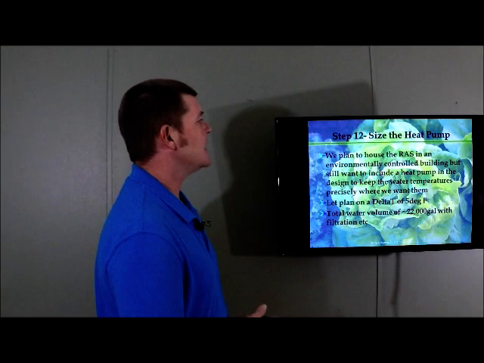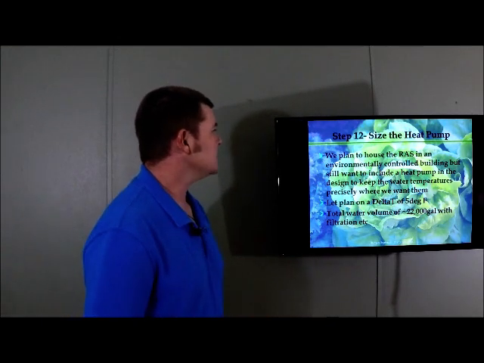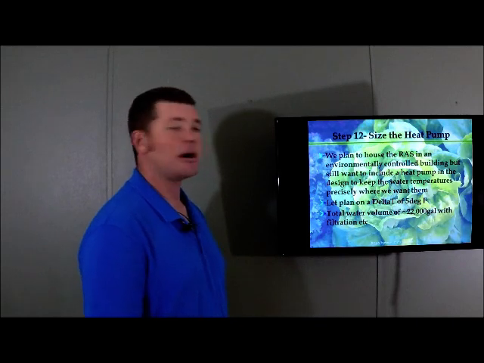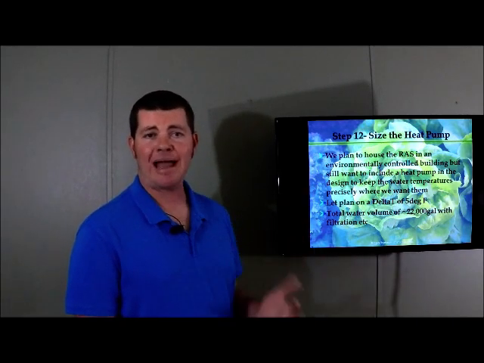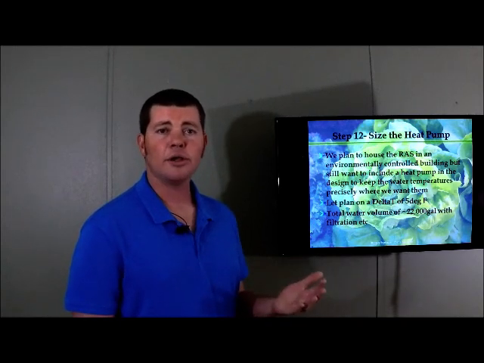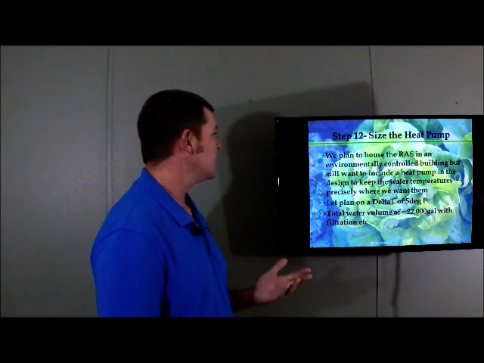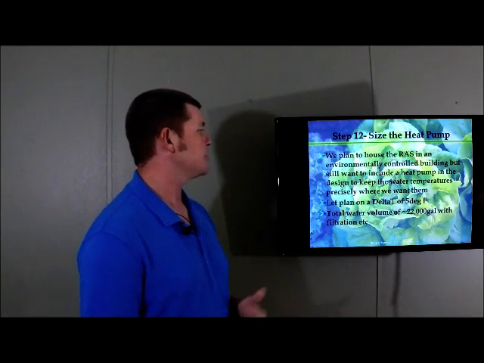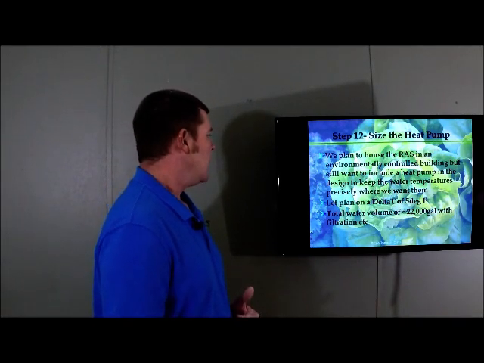And step 12, size the heat pump. So we plan to house the RAS in an environmentally controlled building. All right, you're going to build an insulated building around this fish system. And it's going to have a thermostat, and it has heating and cooling, and it can keep the temperature where you want it. But we still want to include a heat pump in the design to keep the water temperatures precisely where we want them.